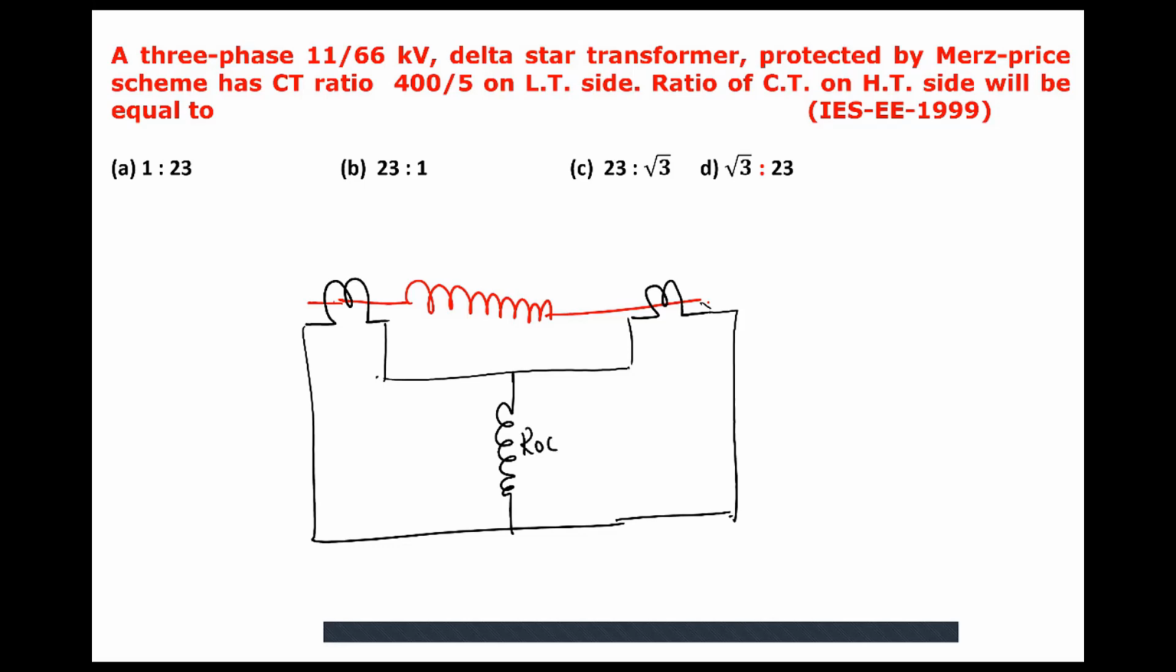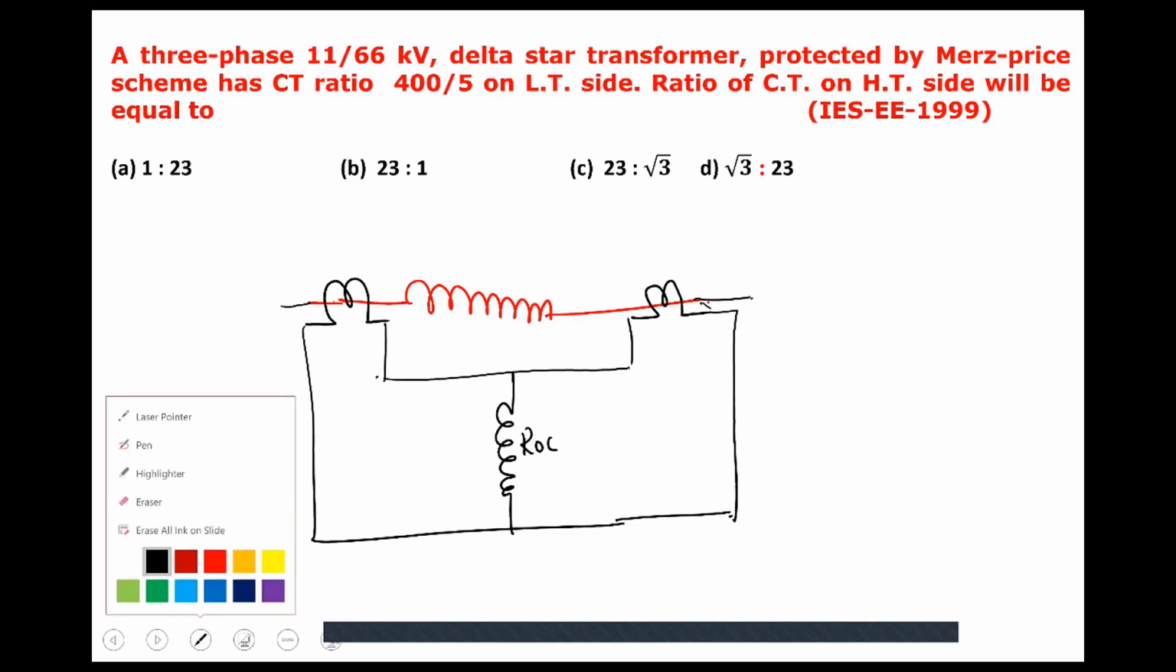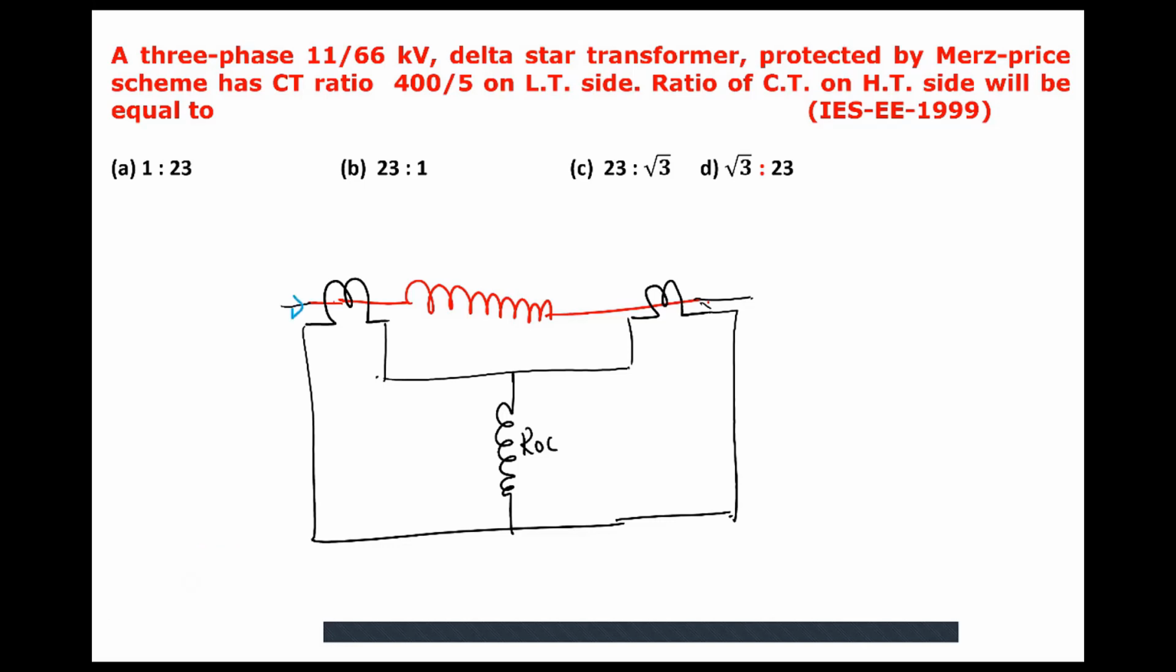Suppose when there is no fault, how will my system function? Here the current through will be, say, 500 ampere. Here also the current going out is 500 ampere. So my CTs, let us say, are 500 by 5 and 500 by 5. Now tell me how the currents will flow. Here 5 ampere will flow, and here also 5 ampere will flow. So this 5 ampere will go like this.